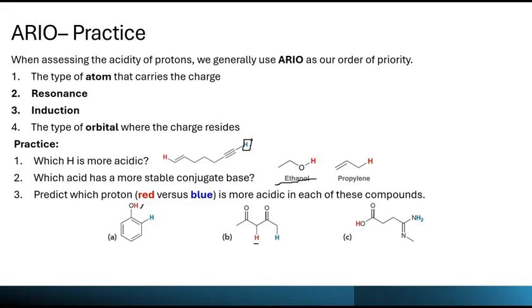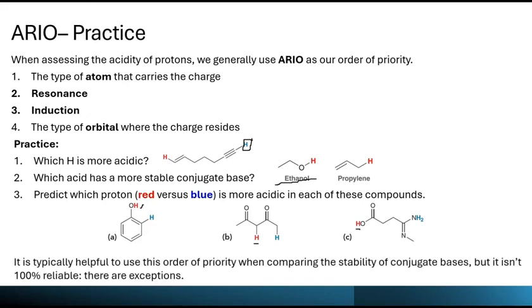And now let's consider the H here that's in red attached to the O, and the H here that's attached to the N in blue. Since O is still more electronegative than N, the one that is red is going to be the more acidic H.